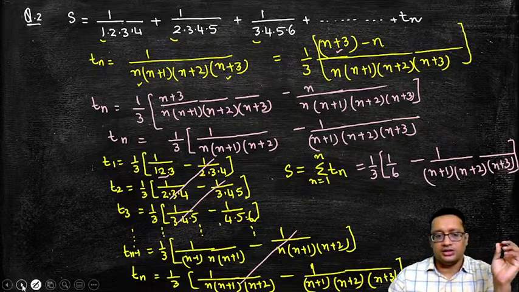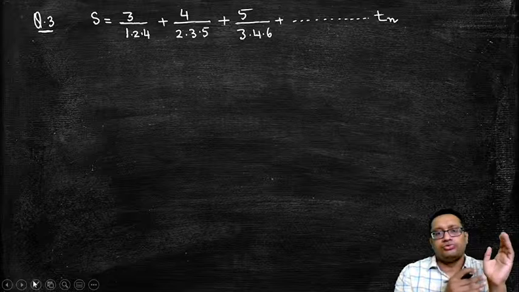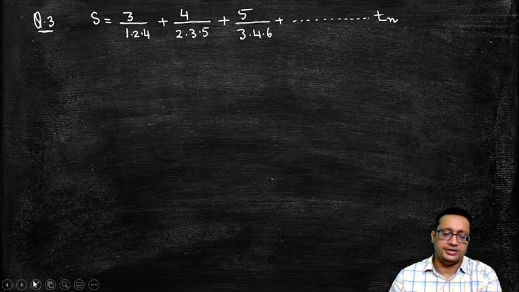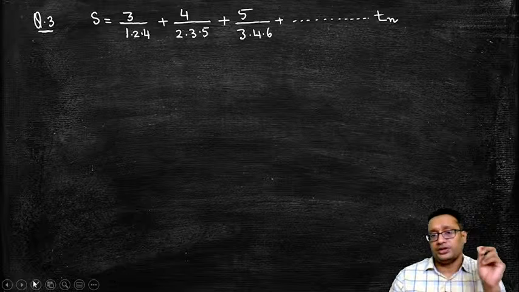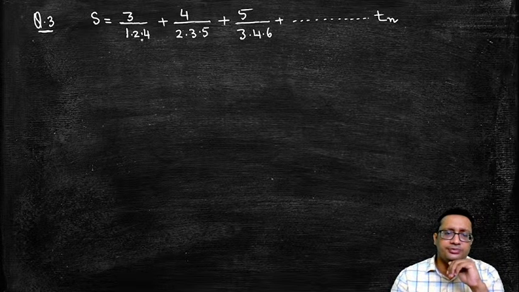Now see the next question. Question number 3 is shown: 3 upon 1 into 2 into 4, 4 upon 2, 3, 5, 5 upon 3, 4, 6, dotted, dotted, Tn. Again there are 3 factors in the product but not in AP. So I will try to make it in AP. I see here 3 is missing, here 4 is missing, here 5 is missing.